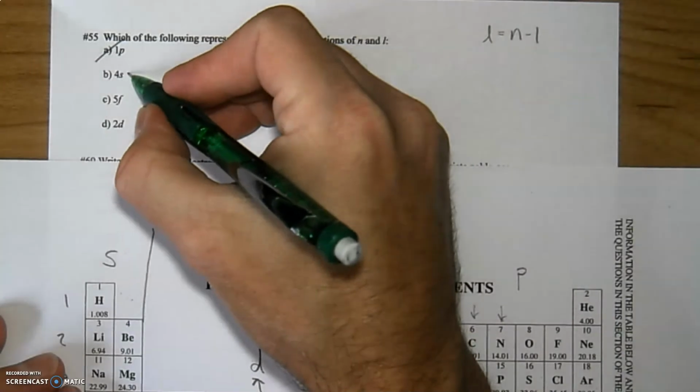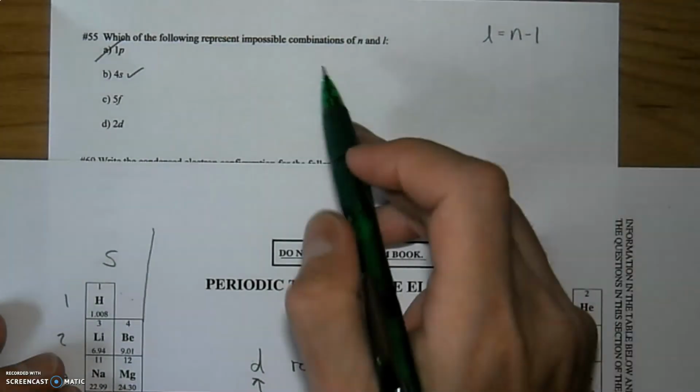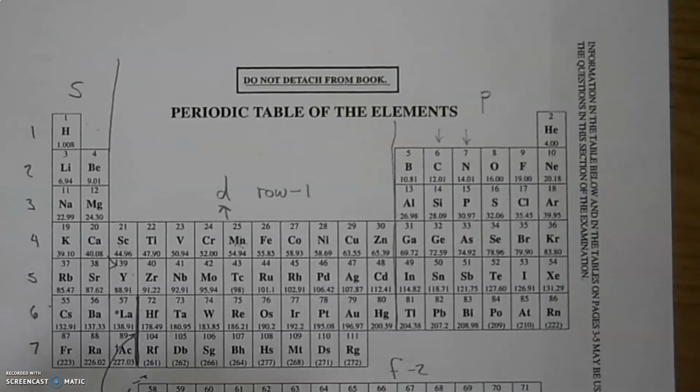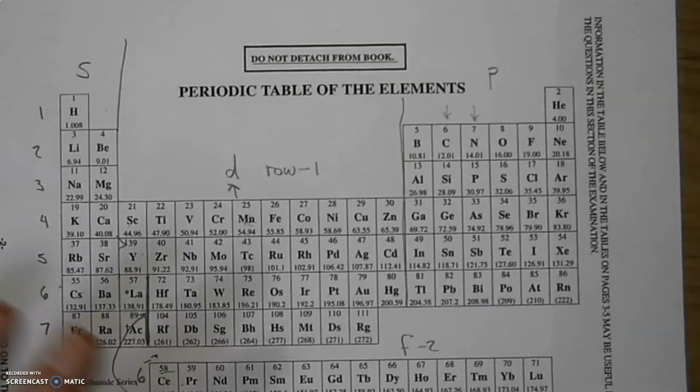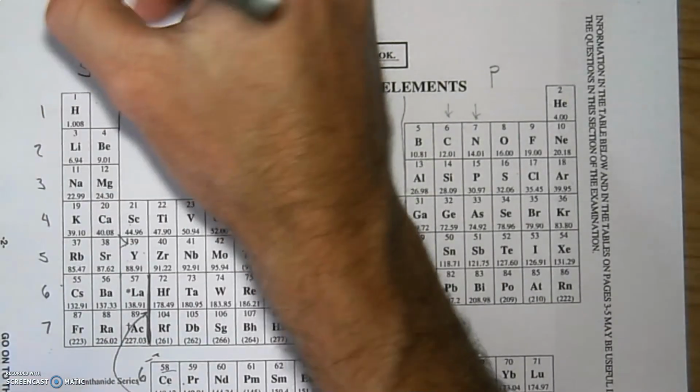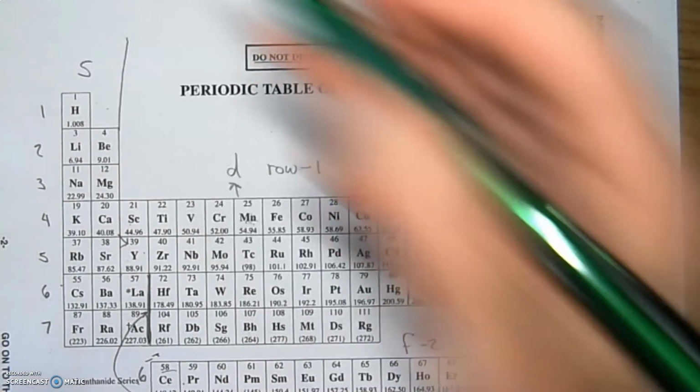4S, everybody, no matter what, has an S. So yes, this one is okay. This one's impossible. 5F. We're going to focus on the F portion, not the 5 portion.